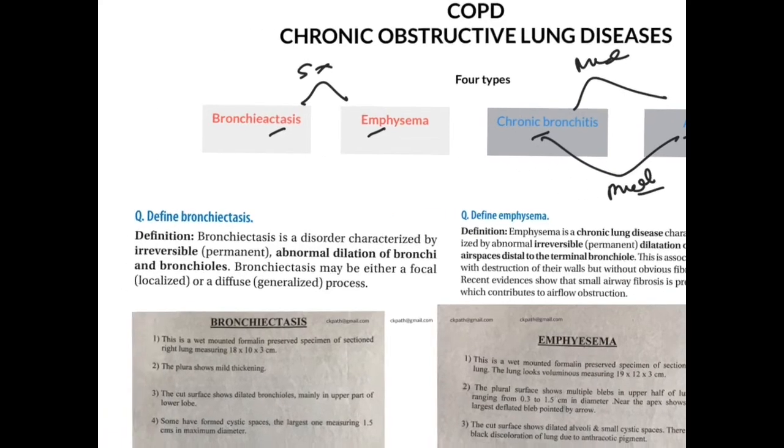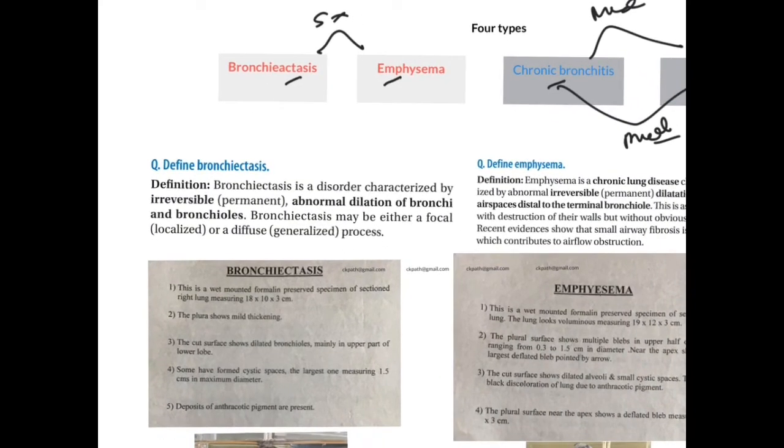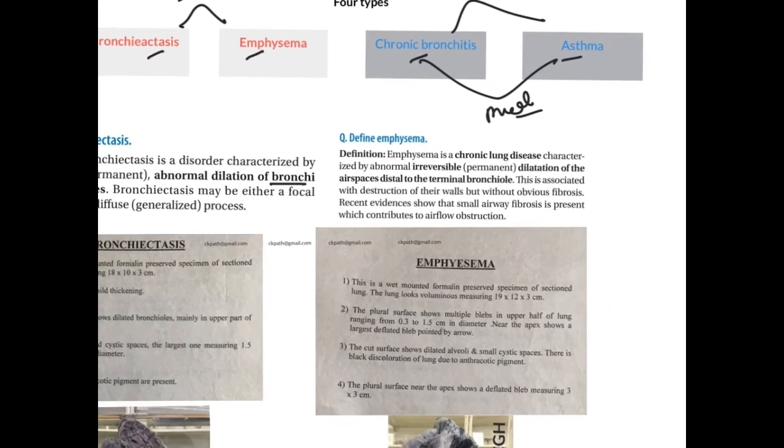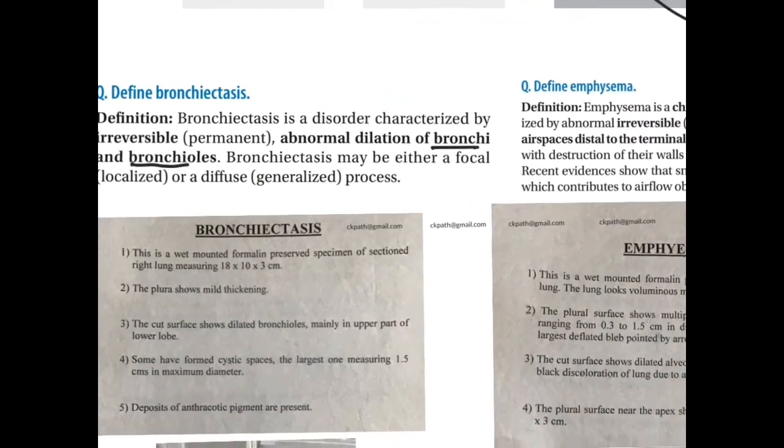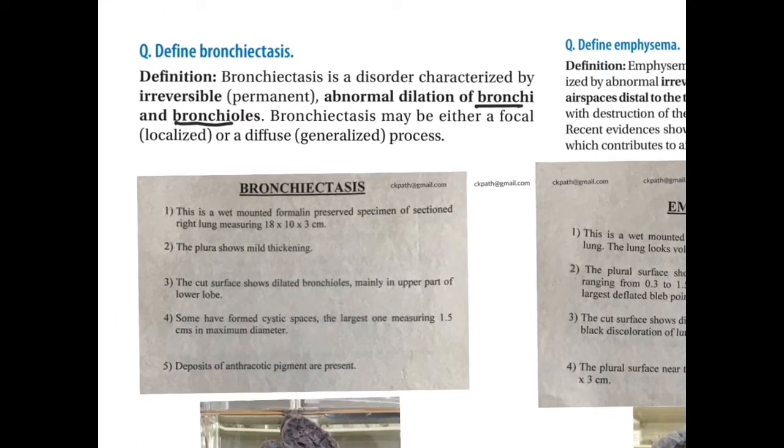Coming to the definition, bronchiectasis can be defined as the abnormal dilation, which is permanent or irreversible, of the bronchioles and the bronchi. Just now I have explained that to you. And emphysema is the permanent dilation of anything distal to the terminal bronchioles. So bronchiectasis may be diffuse or local.